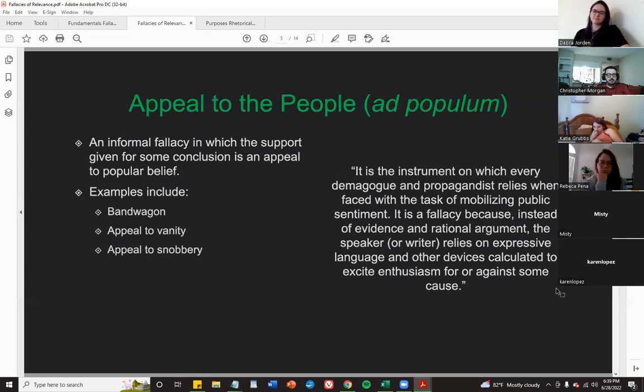And also, as my logic textbook points out, it's the instrument on which every demagogue and propagandist relies when faced with the task of mobilizing public sentiment. It's a fallacy because instead of evidence and rational argument, the speaker or writer relies on expressive language and other devices calculated to excite enthusiasm for or against something.